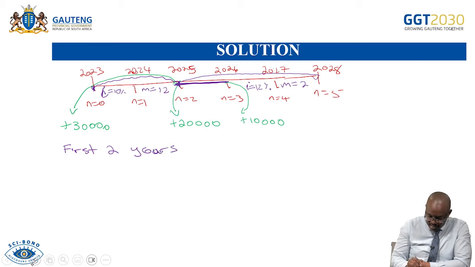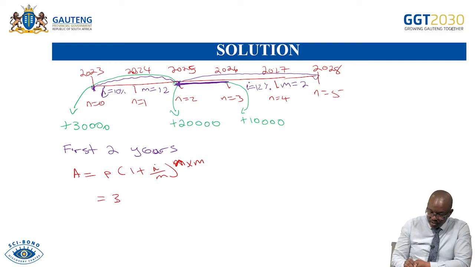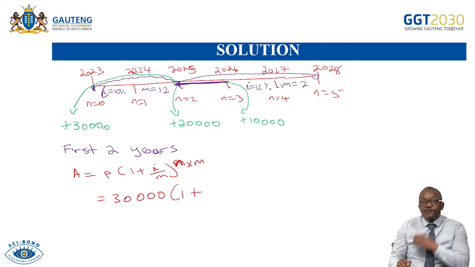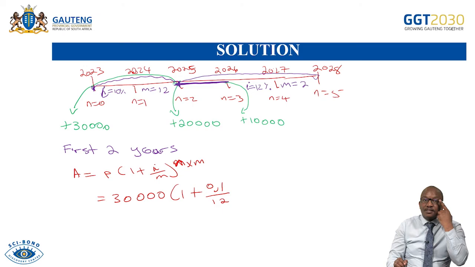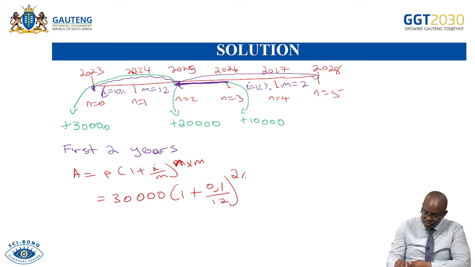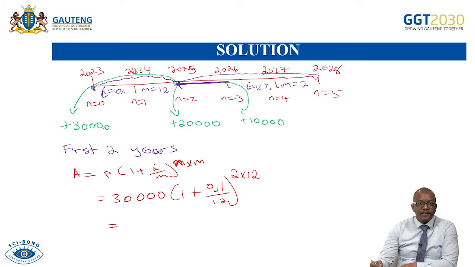So with our first 2 years, remember, what are we having here? We have A, which is P into 1 plus i divided by m, to the power of n multiplied by m. So we have 30,000 times 1 plus, remember if you're saying 10 divided by 100, you're going to get 0.1 divided by 12 because it's compounded monthly for the first 2 years. Then we're going to get our calculation there.